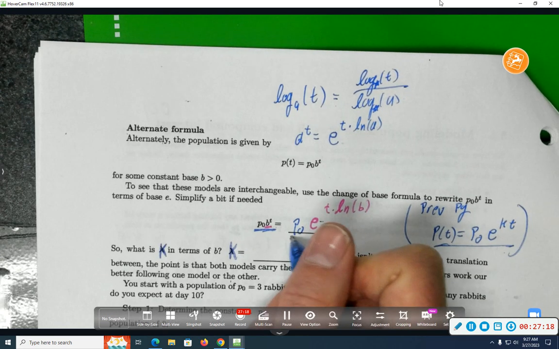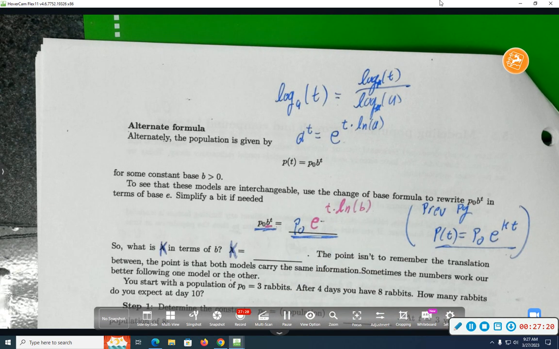So let's just compare what we see on both sides. I see a p0 on both sides. I see e to a power on both sides. I see something multiplied by t on both sides. So I think we can translate between them. If we wanted this to be the same as that, then what should k be?